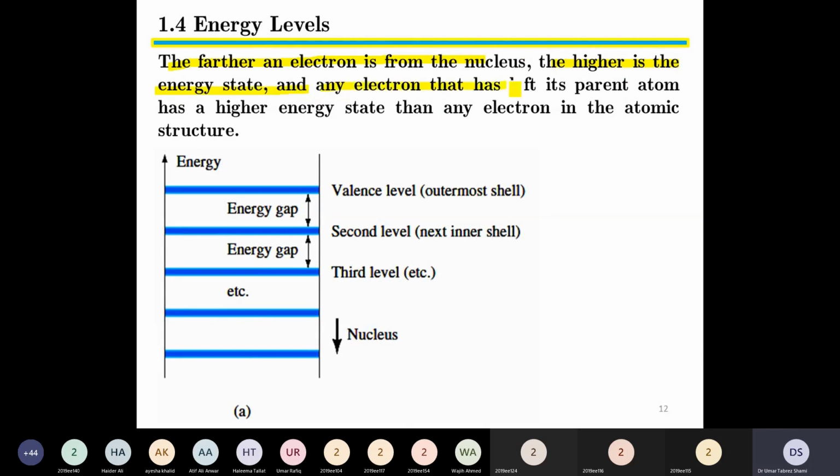Any electron that has left its parent atom has a higher energy state than any electron in the atomic structure. So here we have the nucleus over here, and then there are shells. Each shell has energy levels.